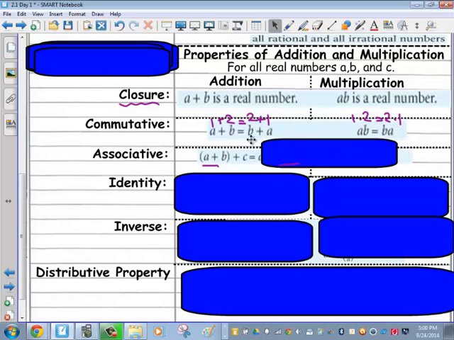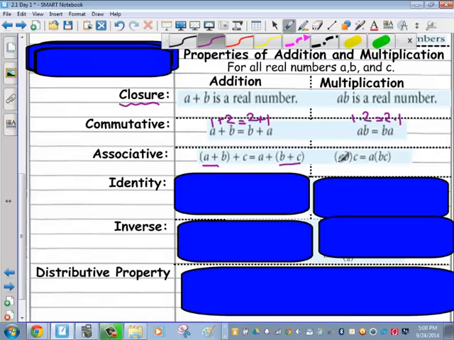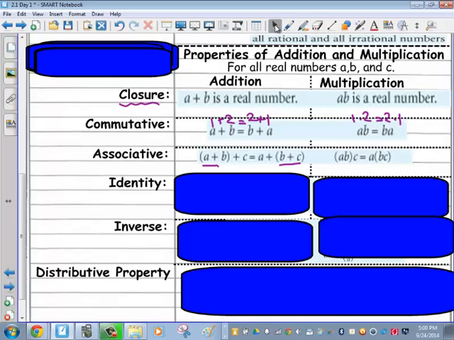A very similar one for multiplication. You can change the order where you multiply things around. If you multiply the A times B first and then multiply by the C, that's the same thing as multiplying the B times the C first and then multiplying by the A, if these were all real numbers. So that's the associative property of addition and multiplication.